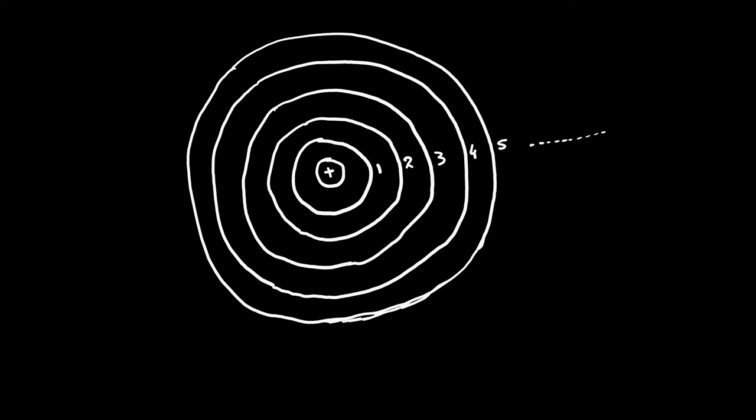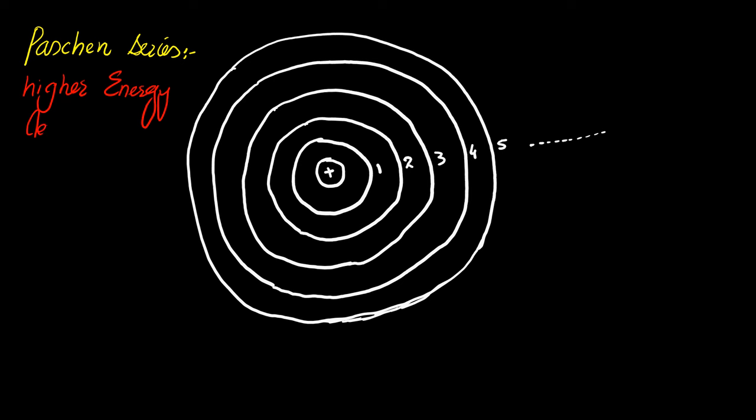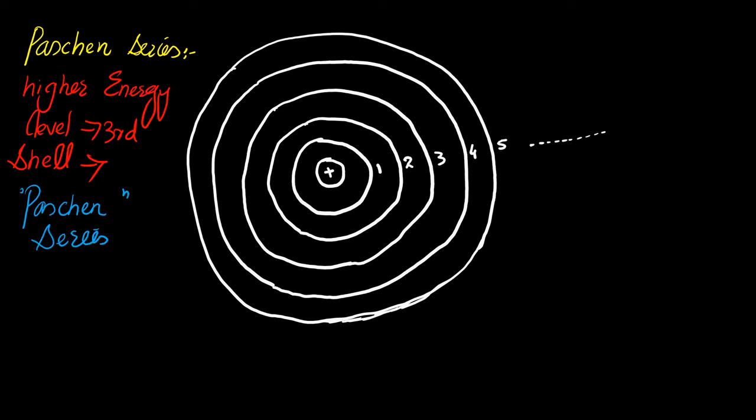The third type of series of electromagnetic radiation that could be produced by hydrogen atom is known as Paschen series. Paschen series is the series of electromagnetic lines produced whenever an electron from any higher energy level jumps into the third energy level or third shell. Then the series of radiation produced is known as Paschen series or Paschen lines or Paschen electromagnetic radiations.